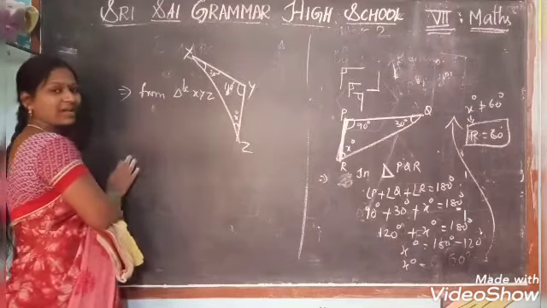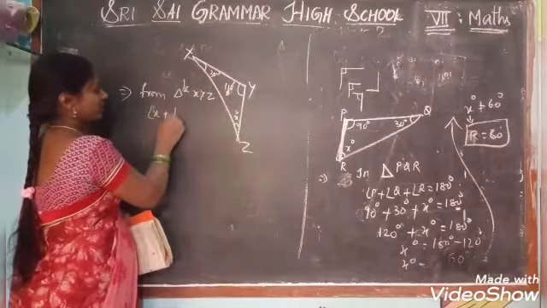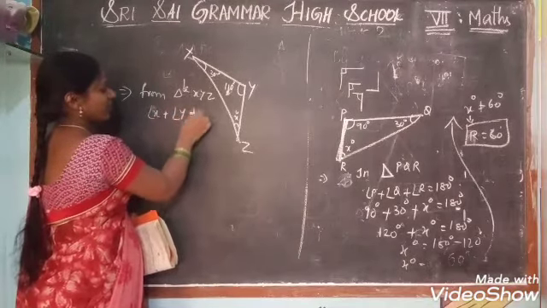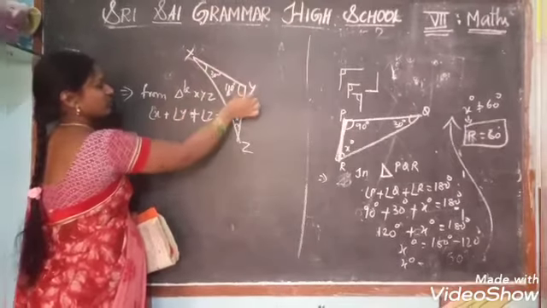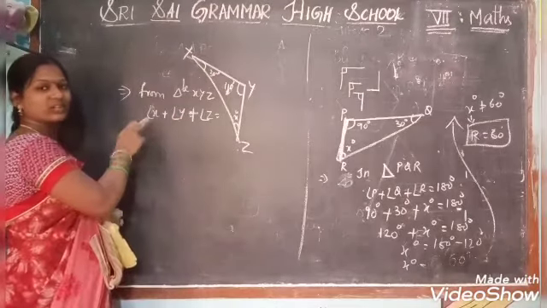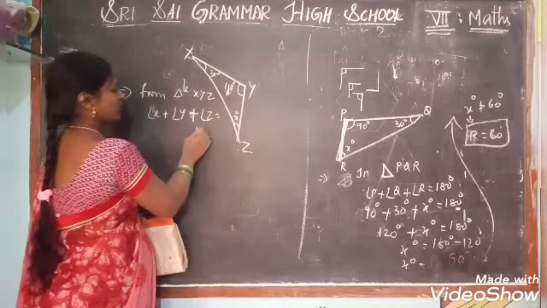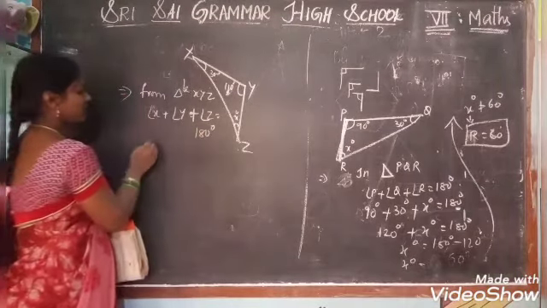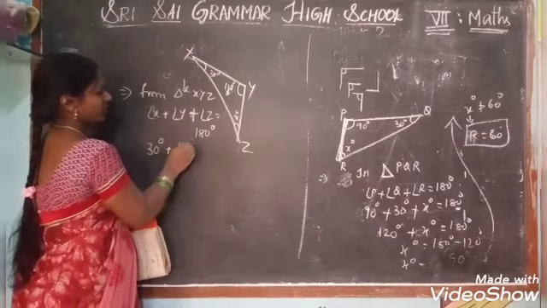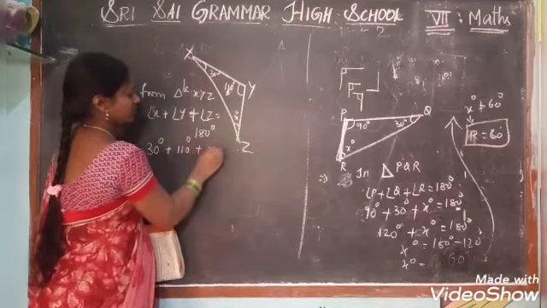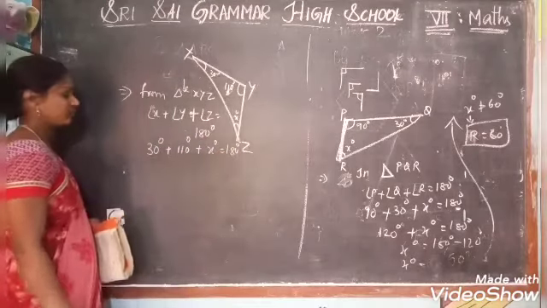We know the angle sum property, that is angle A plus angle B plus angle C equals 180 degrees. Here the points are given as x, y, z, so we write angle x plus angle y plus angle z equals 180 degrees. Angle x is how much? 30 degrees. 30 degrees plus 110 degrees plus x degrees equals 180 degrees.